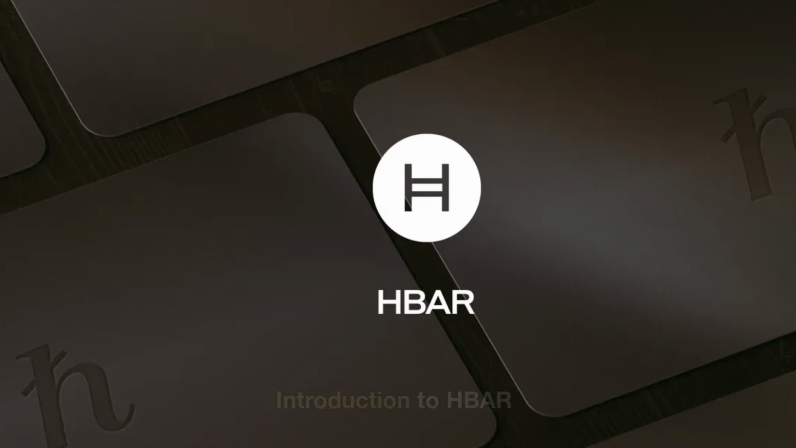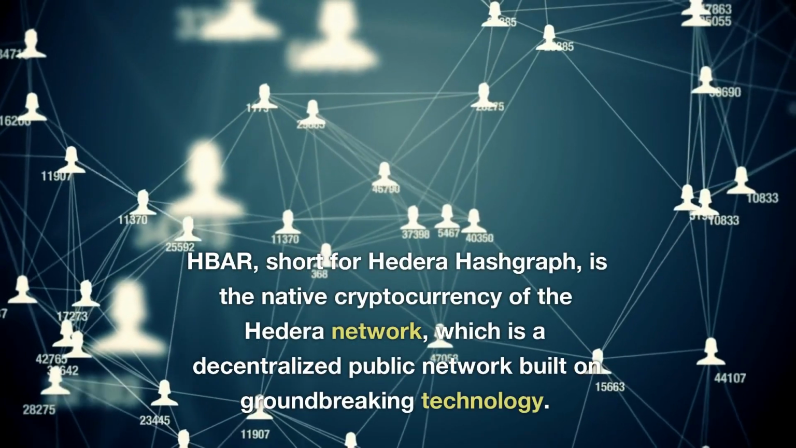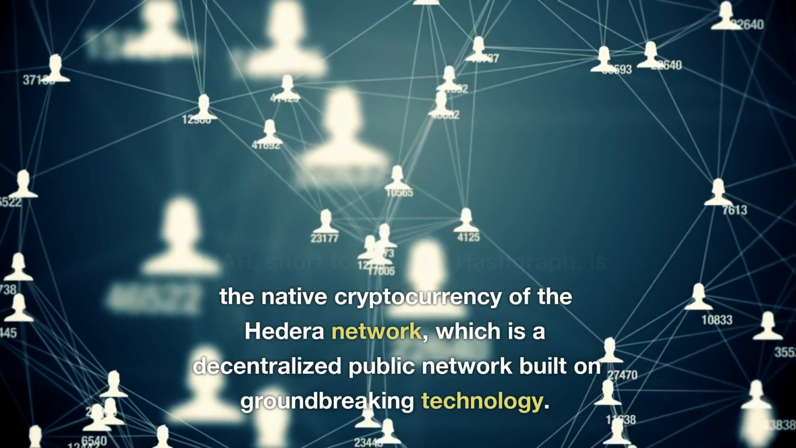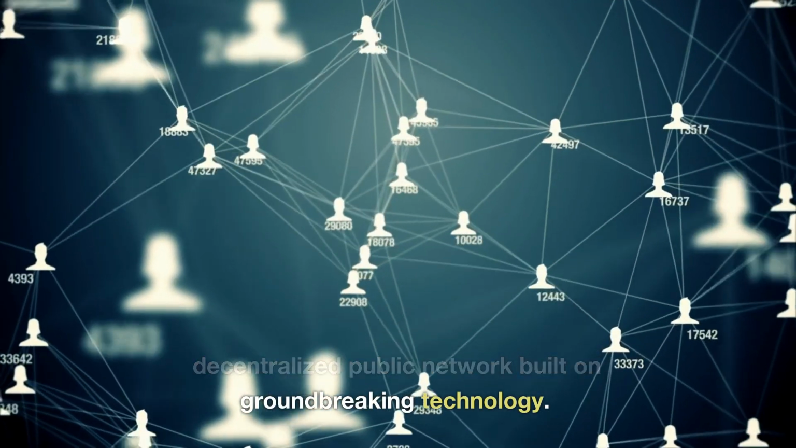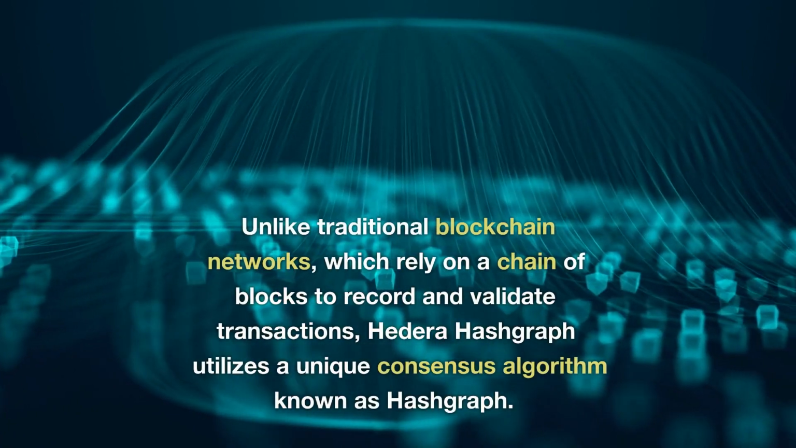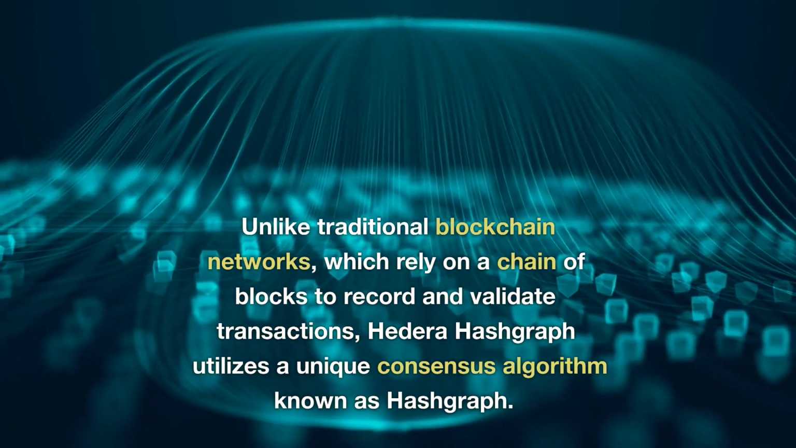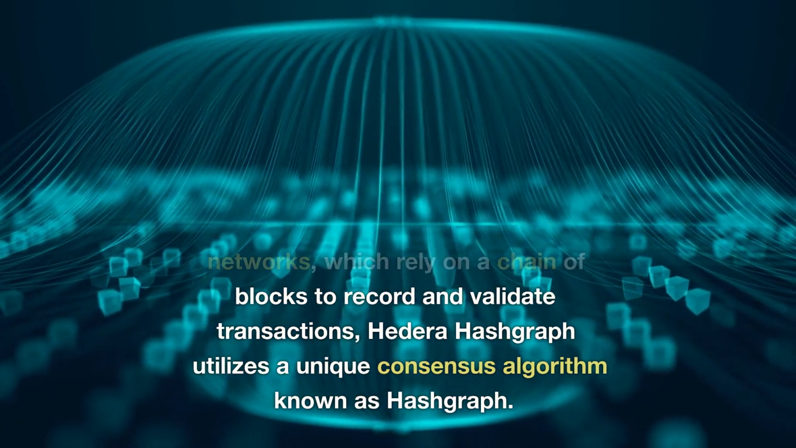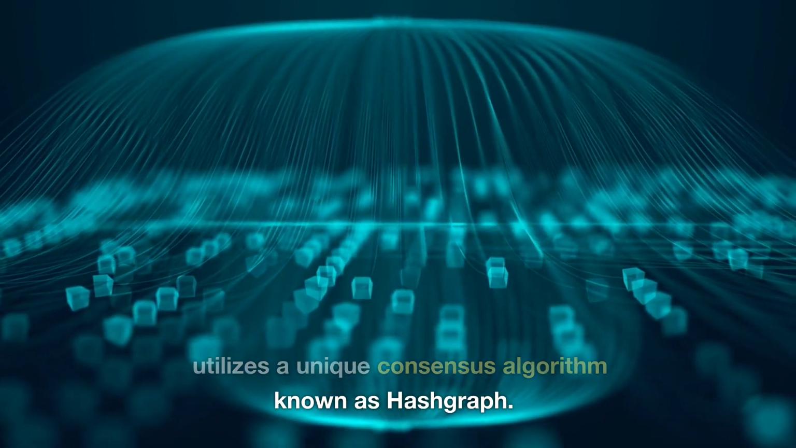Introduction to HBAR. HBAR, short for Hedera Hashgraph, is the native cryptocurrency of the Hedera network, which is a decentralized public network built on groundbreaking technology. Unlike traditional blockchain networks, which rely on a chain of blocks to record and validate transactions, Hedera Hashgraph utilizes a unique consensus algorithm known as Hashgraph.